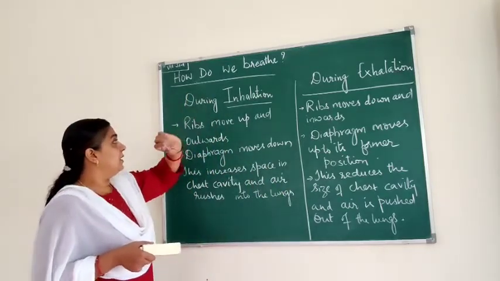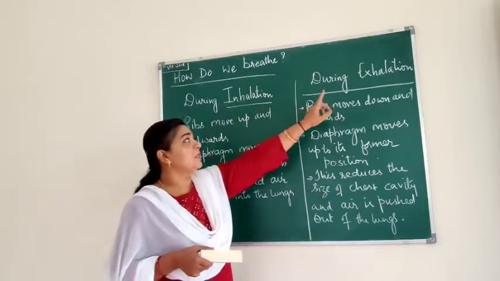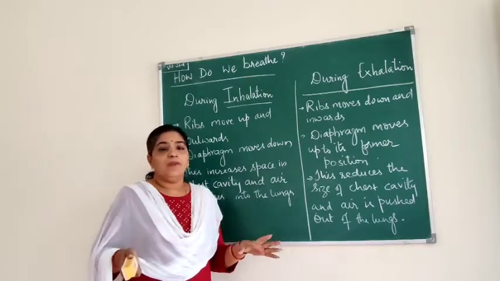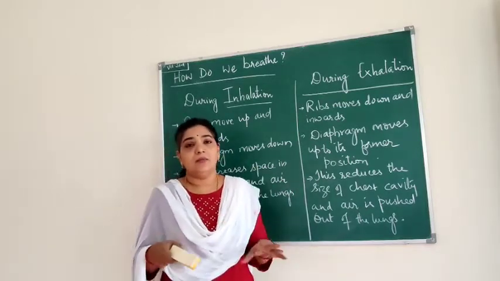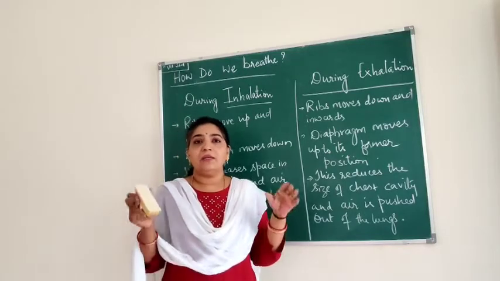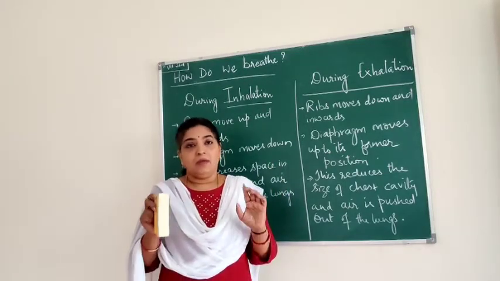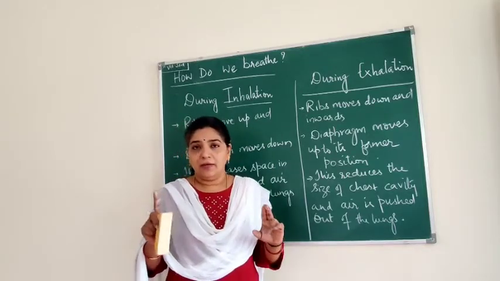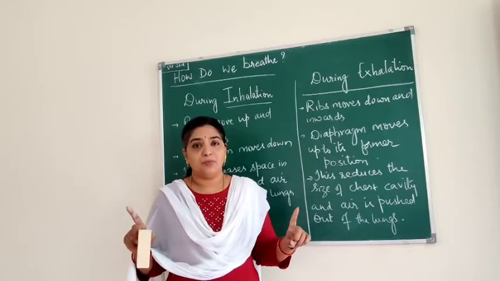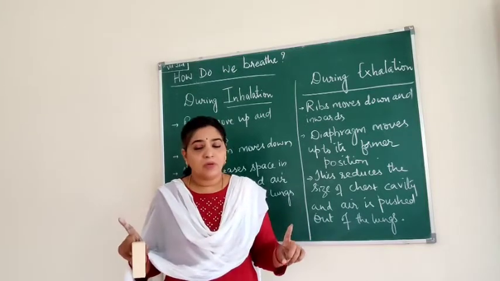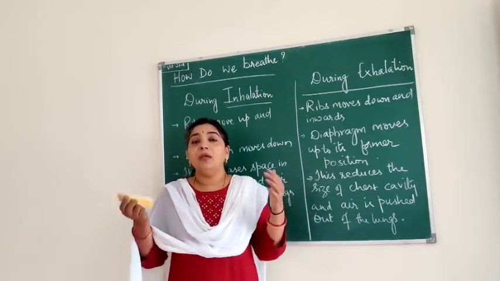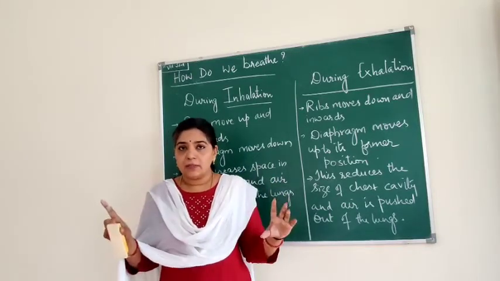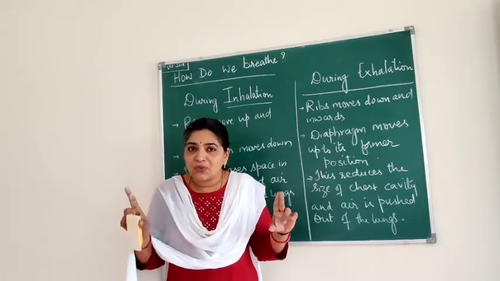So how do we breathe? During inhalation what changes take place, and during exhalation what changes take place? Let us see. So we know very well the lungs. Our lungs, the most delicate organ, are protected by ribs. The function of the ribs is not only to protect the lungs but also to help in respiration. Okay, so they also have to undergo change, because when we inhale, the lungs will expand.